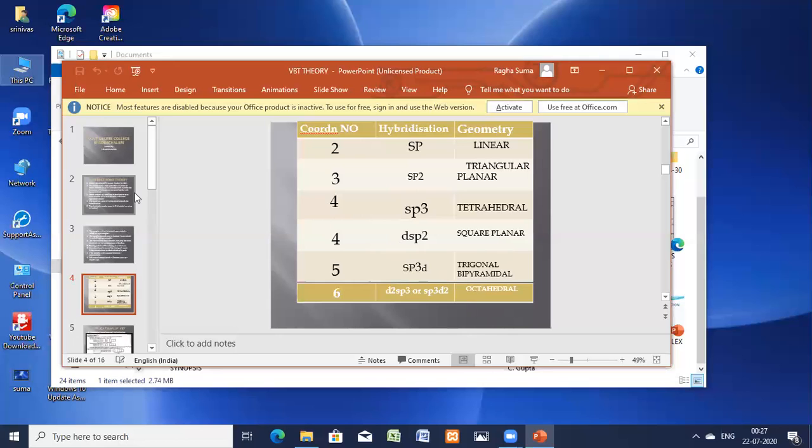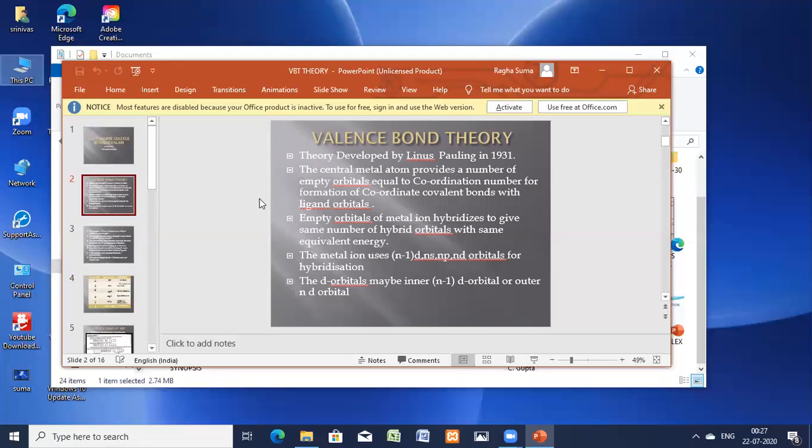Okay, so these are the postulates. Can I give you a review? Yeah, briefly. The central metal atom will provide a number of empty orbitals equal to the number of ligands. How many ligands are there? So that many empty orbitals will be provided by the central metal atom. Next, the empty orbitals first undergo hybridization, and only then do they bond with the ligand electrons.